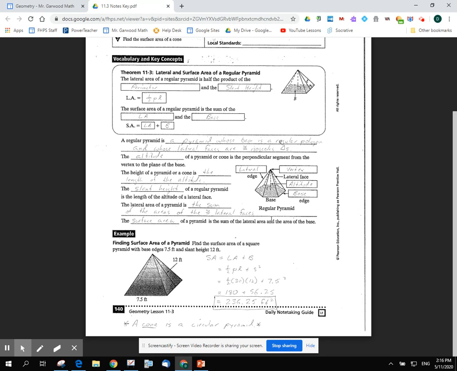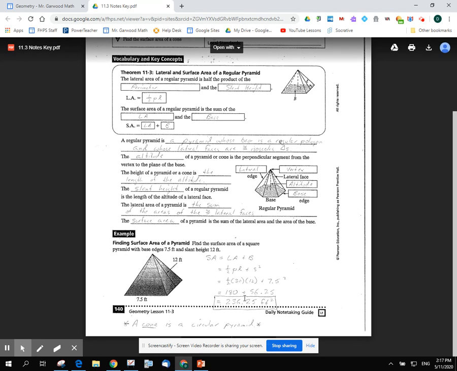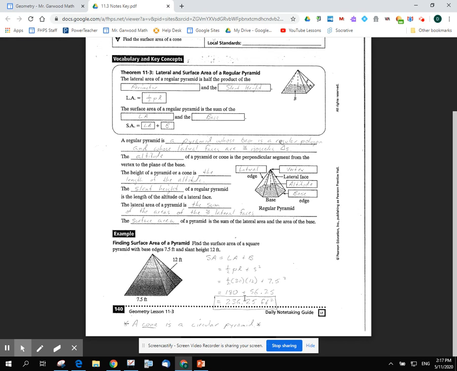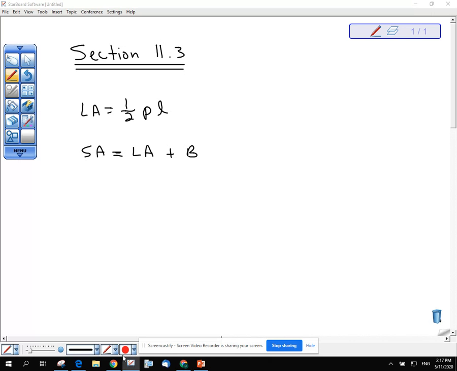Looking really quick just to see if there's anything else that I need to get across to you. Again, read through this. There's an example here, but we're going to do some examples anyway. So I think that's all we need for right now. And then let's just go ahead and put those in notes officially then.